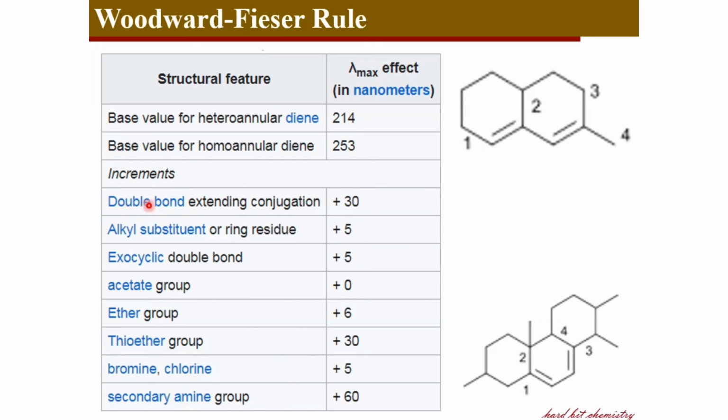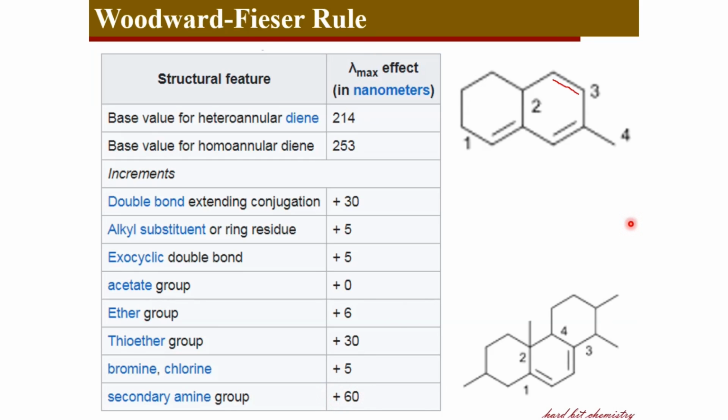That means if you have a double bond extending conjugation, the lambda max will be shifted 30 units. Suppose I have a double bond over here, this extends the conjugation by one more degree, then the lambda max will be shifted 30 nanometers to the right. Likewise, an alkyl substituent adds to the lambda max by 5 nanometers to the right, and a secondary amino group for example adds 60 nanometers, etc.